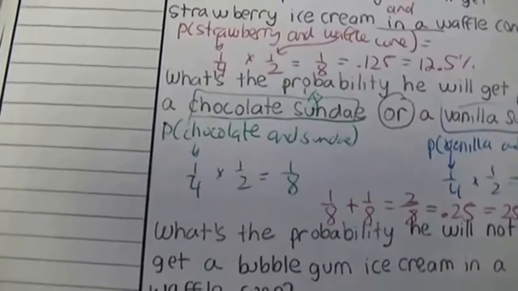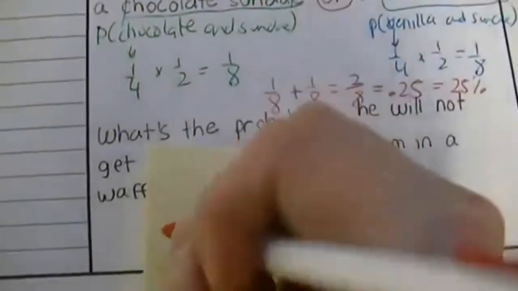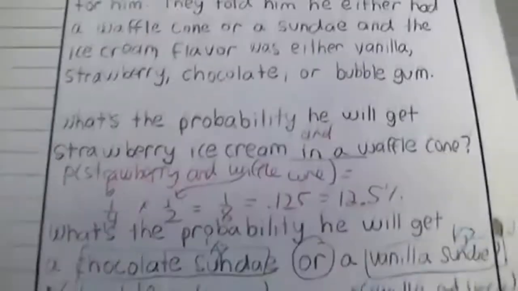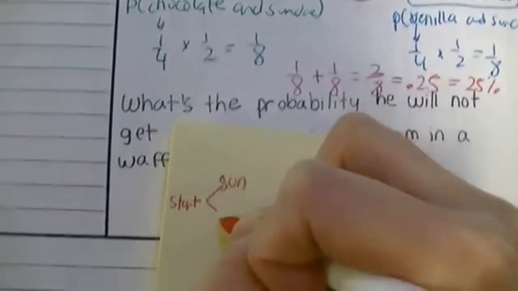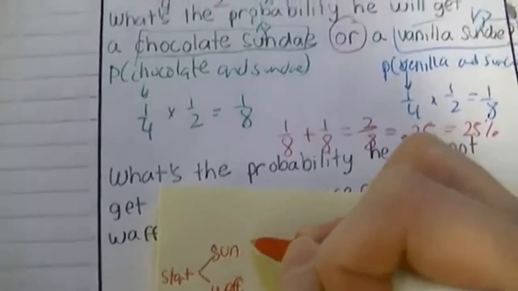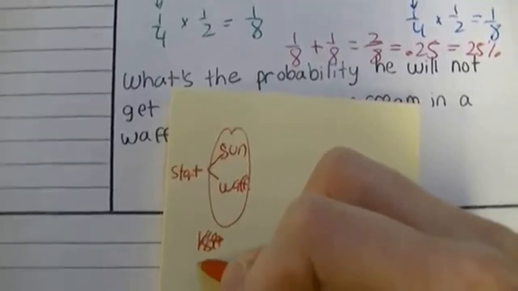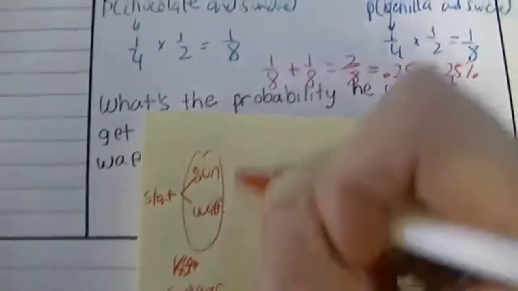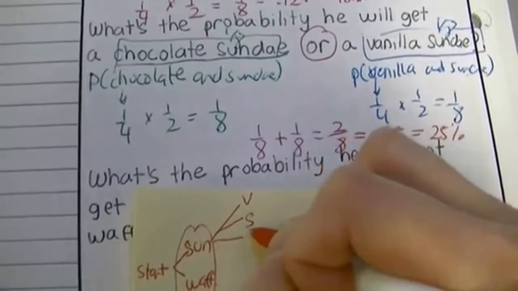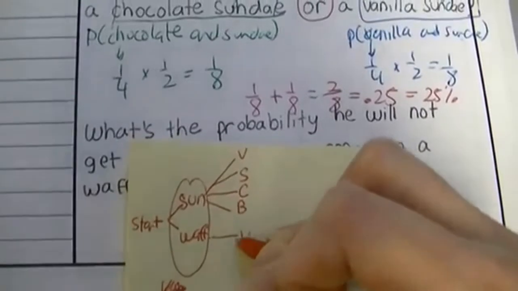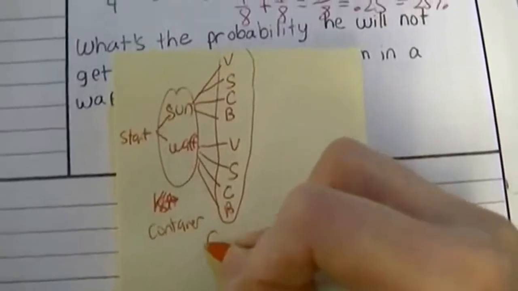I'm just going to take a second and show you the counting tree. If I can fit it. So we're starting out with start. They told him it was either on a sundae or a waffle cone, and I'm abbreviating. That's our first one: container. Then they said you could have vanilla, strawberry, chocolate, or bubblegum. And that's going to be the flavor.